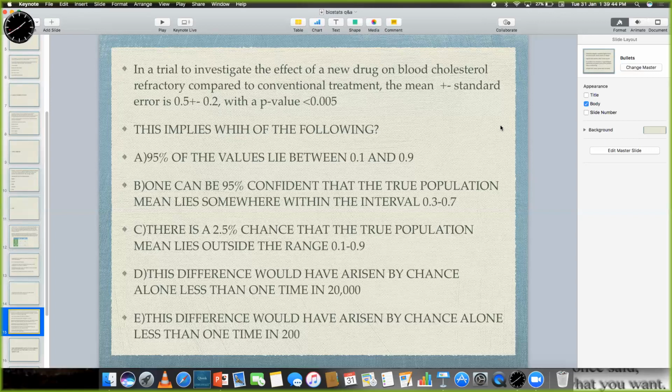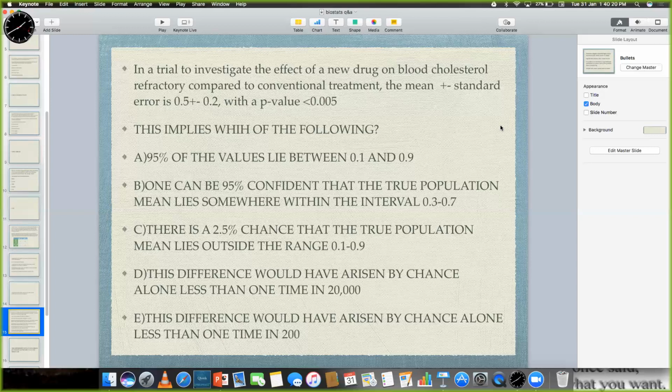P-value 0.005 is also less than 0.01. So what constitutes for p-value 0.01? What should be the confidence interval? What should be the z-value? If I'm telling p is less than 0.01, that is p is less than 1%, the confidence interval is what? 99%. If the confidence interval is 99%, what is the z-value? Is it not 3?